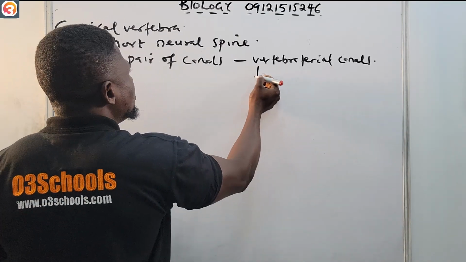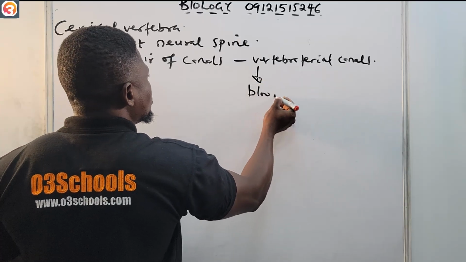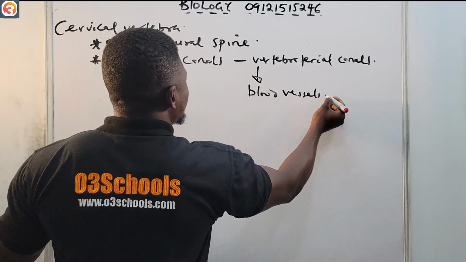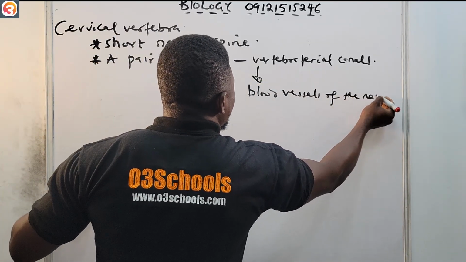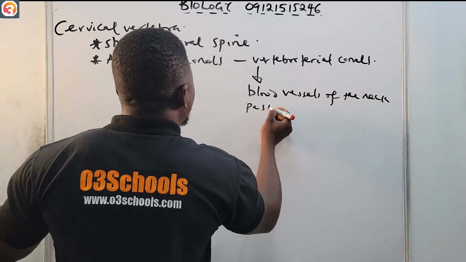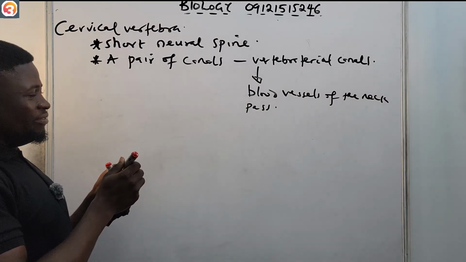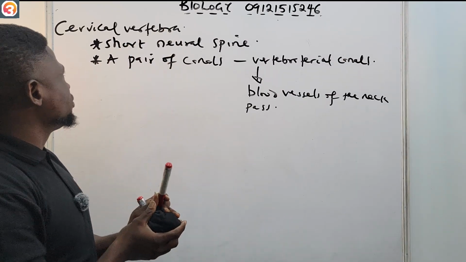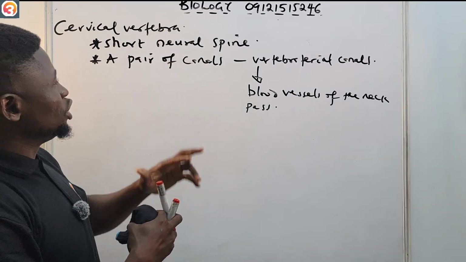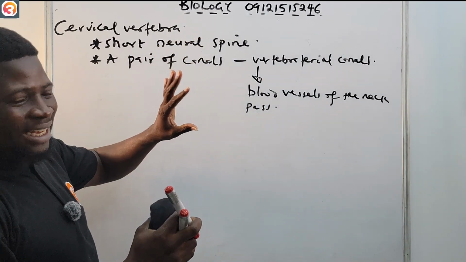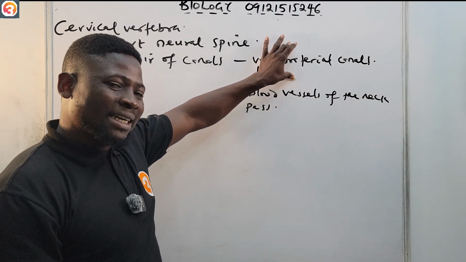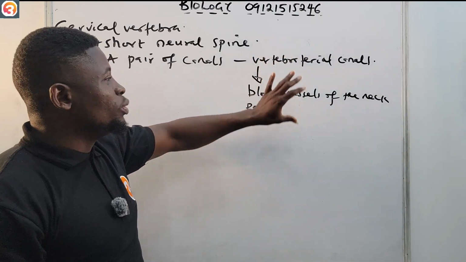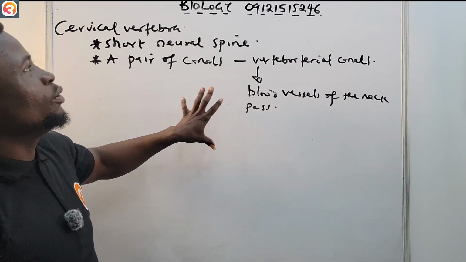Okay, through which the blood vessels of the neck pass. That is what the vertebral canals are. Take note of the fact that the cervical vertebra is made up of a short neural spine and a pair of canals that we know as the vertebral canals, through which the blood vessels of the neck would pass.